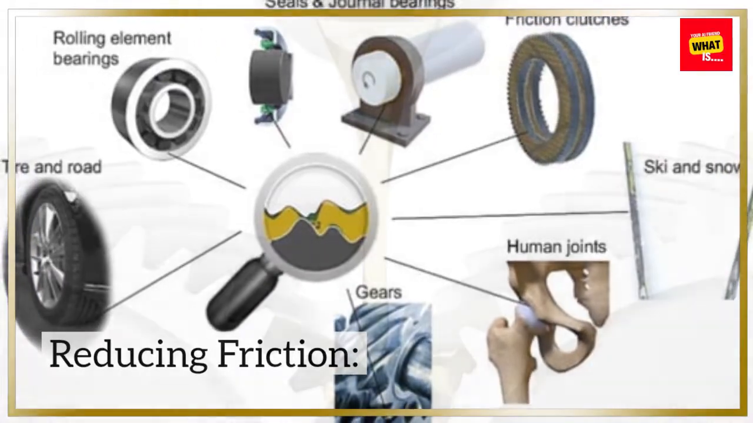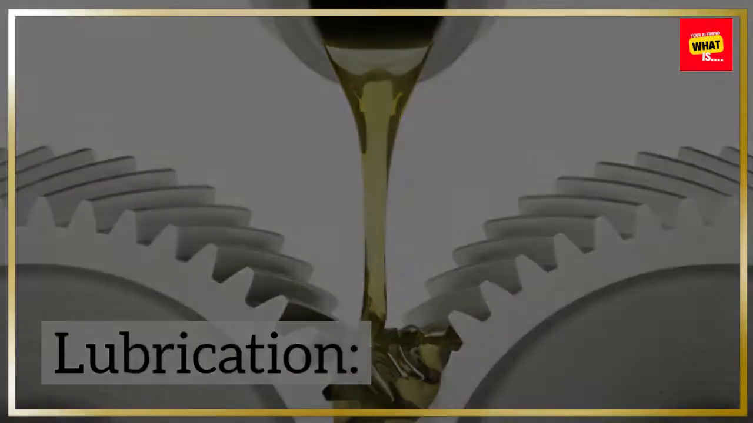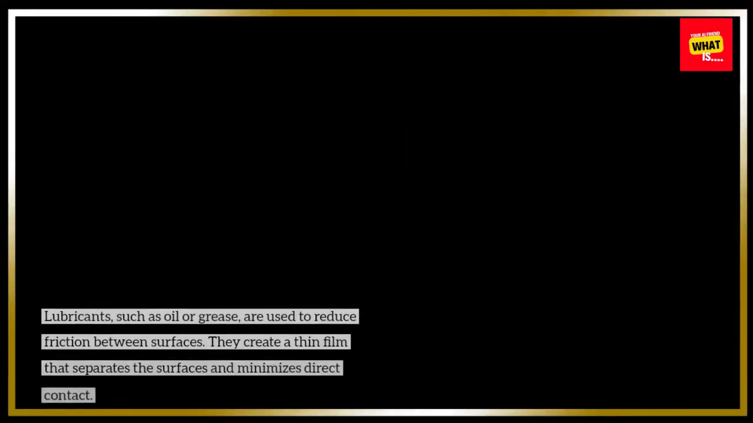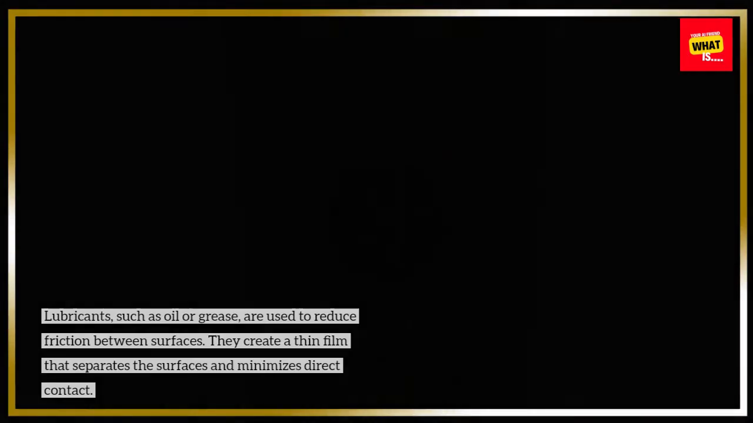Reducing friction. Lubrication. Lubricants, such as oil or grease, are used to reduce friction between surfaces. They create a thin film that separates the surfaces and minimizes direct contact.